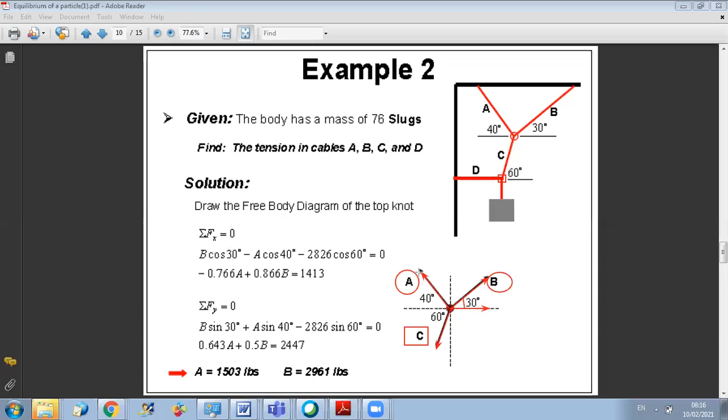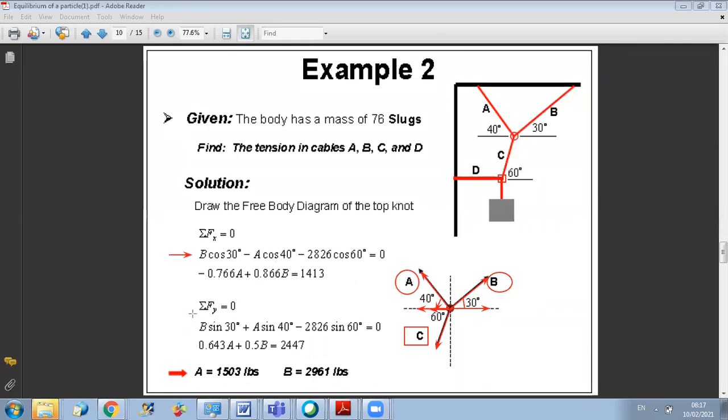Now for A, as you can see here, the projection of A is negative, so I put a minus. And since the adjacent angle is 40, it's minus A cosine 40. And finally, for C, also the projection is negative on X. This is why I put a minus. And the angle with the x-axis is 60. So I put minus C cosine 60 equals 0. This is my first equation. My first equation includes two unknowns, so I cannot solve now. I need to go to the second equation.